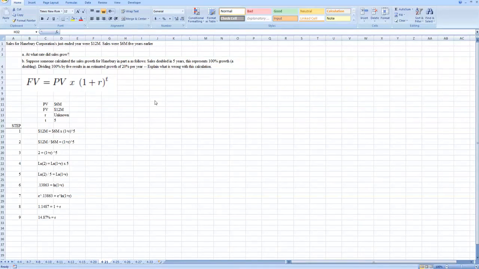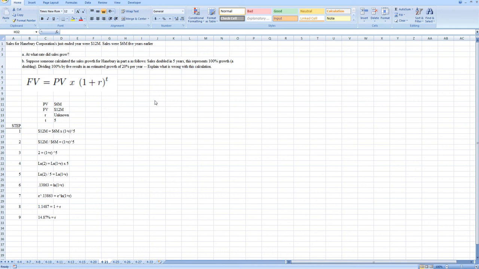Sales for Hainbury Corporation's just ended year were 12 million. Sales were 6 million 5 years earlier. So we're interested in finding out at what rate did sales grow. And this leads into part B in terms of making an assumption of errors. But first, let's set this up.